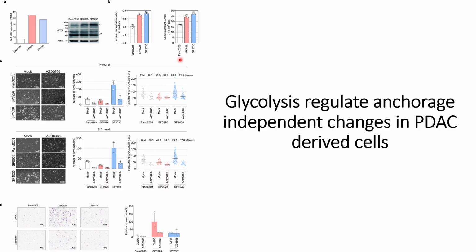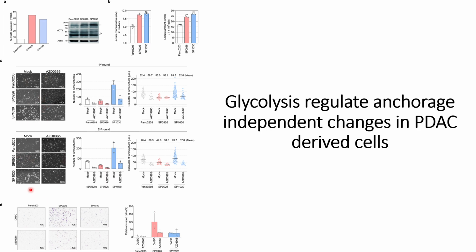So in order to check that, they inhibited these MCT genes and checked the effect on the invasion and growth properties of the pancreatic derived cell lines. The data are shown here for two rounds. In the case of SP0926, the tumorigenic properties are reduced when they use AZD0365, this MCT1 inhibitor. In SP1030, the tumor formations are reduced, and in SP0926 the invasion properties are reduced.